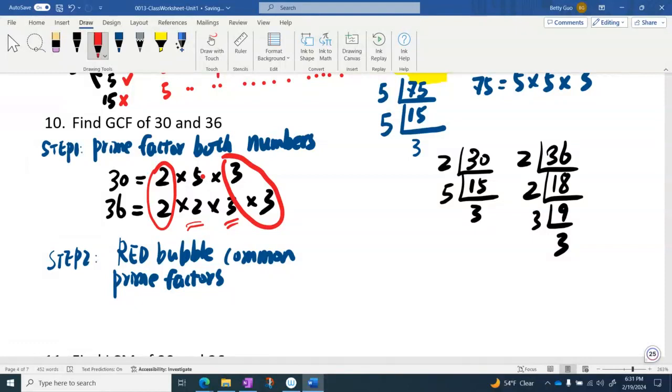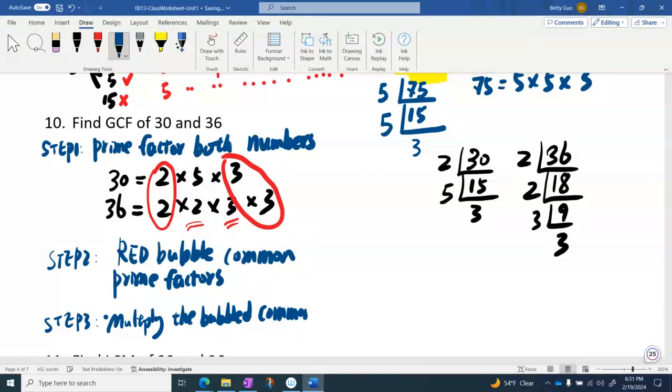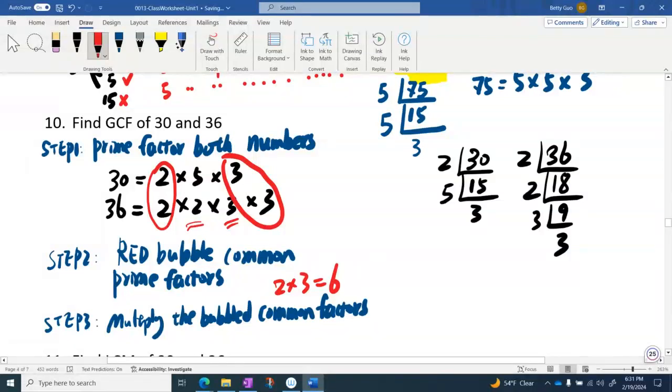In this bubble, we have 2. In this bubble, we have 3. And step 3, all we need to do is to multiply them all together. In the first bubble, we have 2 2's, but we only write it down one time. So step 3 is to multiply the bubbled common factors. So 2 times 3 gives us 6. 6 is the GCF, the greatest common factor.